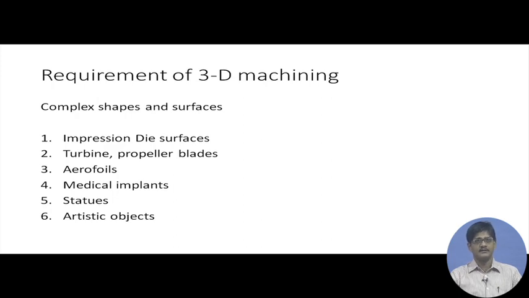Then turbine and propeller blades, which have complex shapes, can be manufactured by 3-dimensional machining. Aerofoils, that means of any type, and medical implants which have irregular shape, statues, artistic objects. These are just some of the examples where we might have application of 3-dimensional machining.